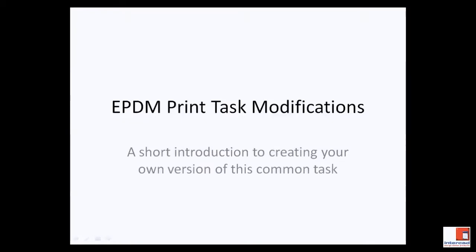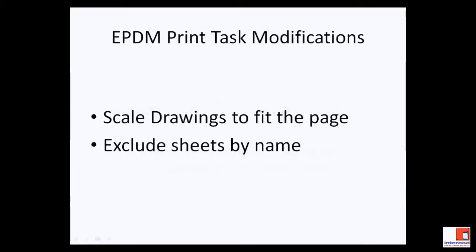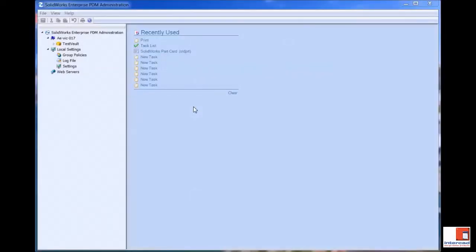ePDM print task modifications. Scale drawings to fit. Exclude sheets by name. Open the ePDM admin tool and browse to your vault. Open the vault.